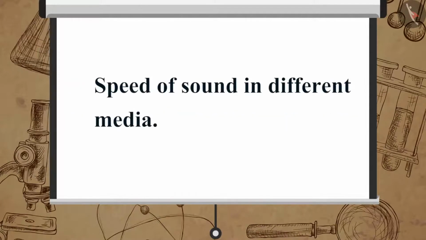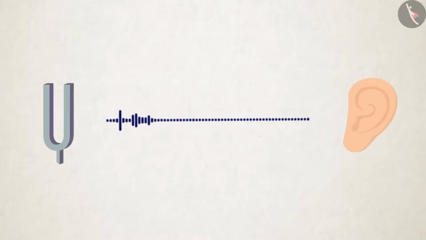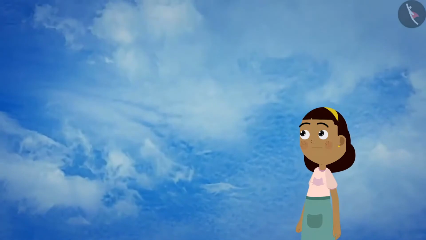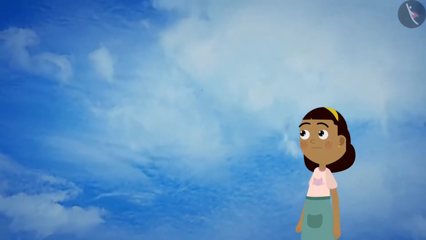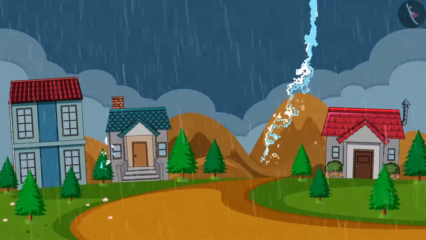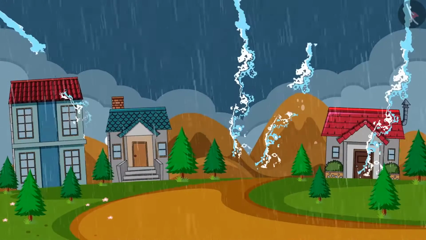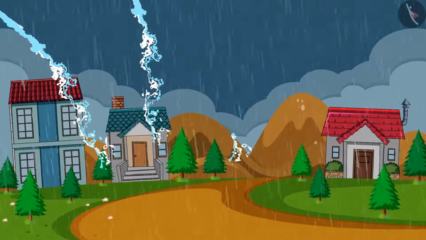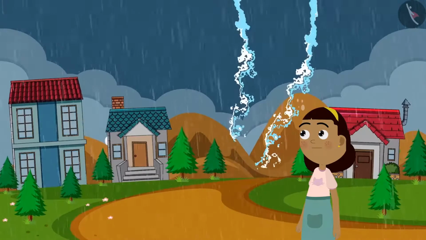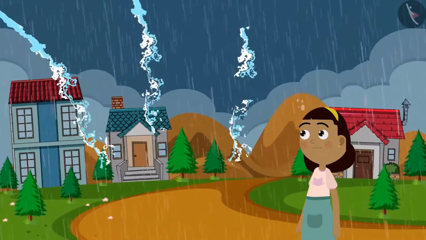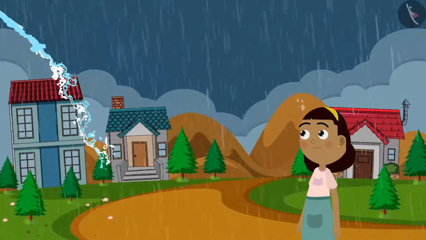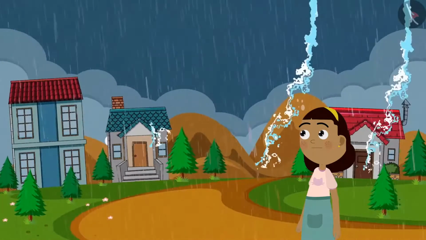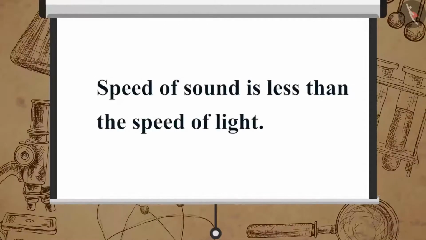Now, let us learn about the speed of sound in different media. Sound travels in a medium at a finite speed. The speed of sound depends on the properties of the medium through which it travels. When lightning strikes, both the sound of thundering and flash of lightning occur at the same time. But the sound of thunder is heard after you see the flash of lightning. It is because light travels faster than sound. Thus, we can say that the speed of sound is less than the speed of light.